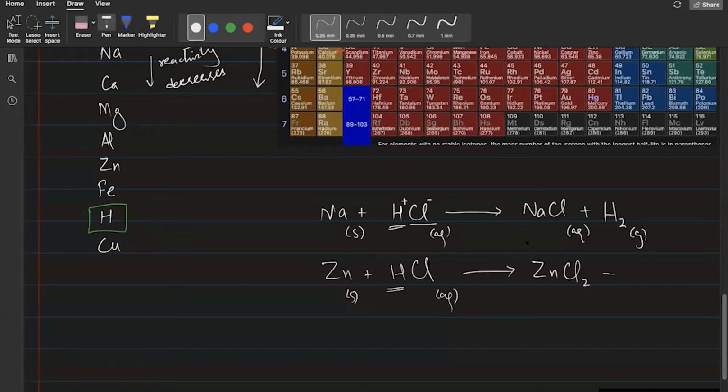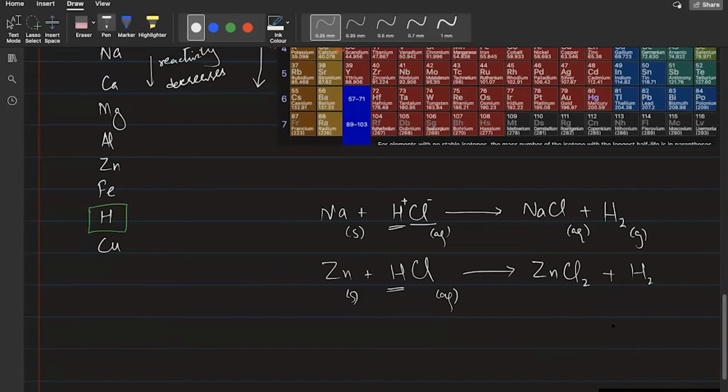The formula is different from NaCl because zinc has a +2 charge. How do I know that? I have to remember that. In O levels, or IGCSE, we have to remember that zinc is +2, and it is always +2. It is not a transition metal or a typical transition metal. And then we get hydrogen gas that's being given out.